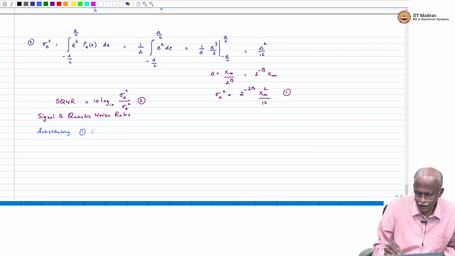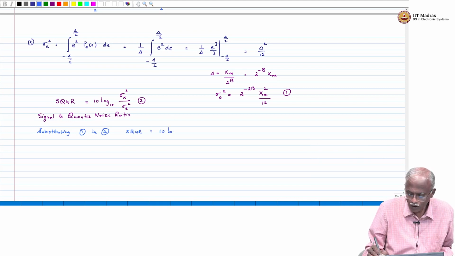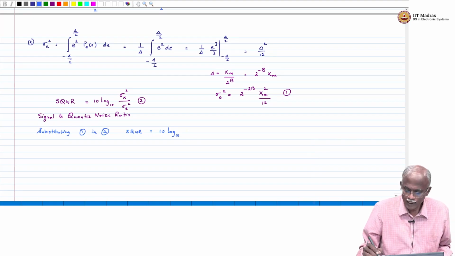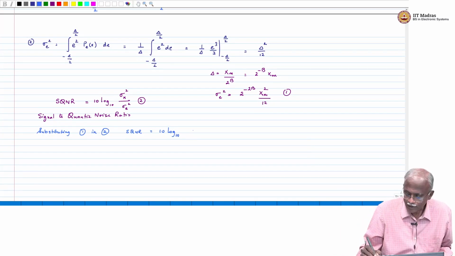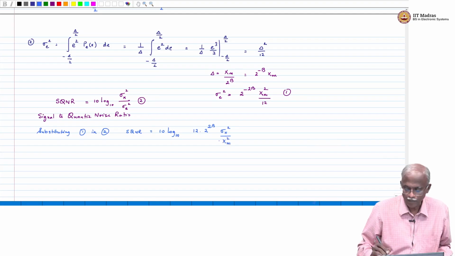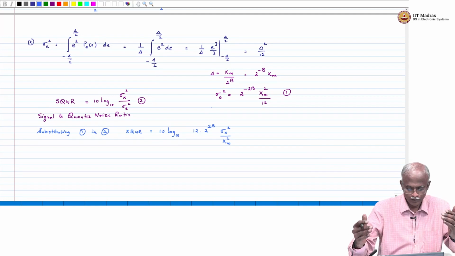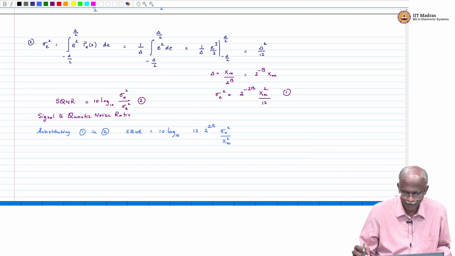Substituting 1 in the expression for 2, we get SQNR equal to 10 log base 10, where sigma e squared is at the bottom, so it becomes 12 times 2 power 2b, and we have sigma x squared divided by xm squared. Please make sure that when you substitute, you have not made any mistake in the representation.